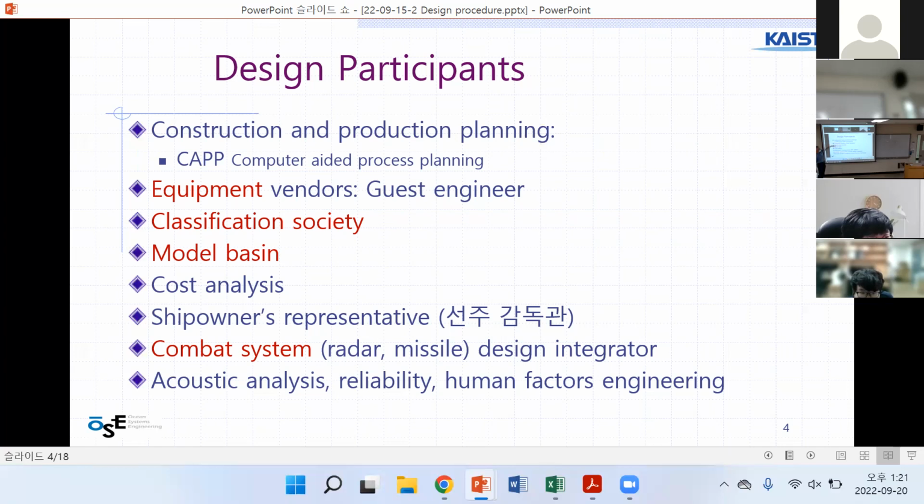Classification Society, they are checking regulation and safety. So they are also participating in design. Model basin, it is testing. Sometimes you will visit the Eureka building there. You see that 10-meter long wood model, and that is used for the tests. And a swimming pool.